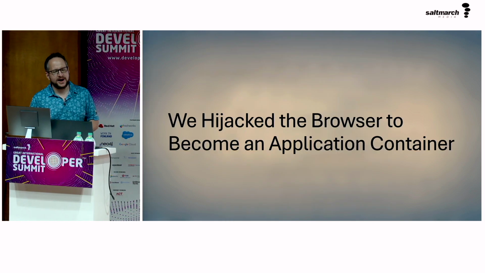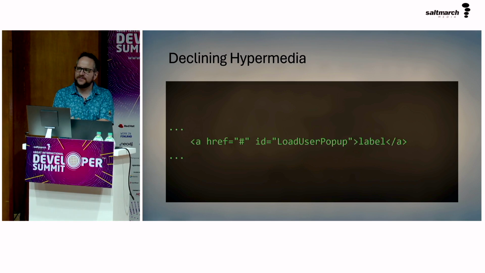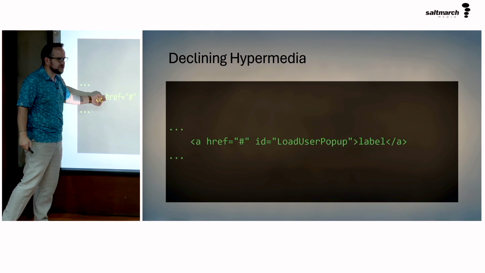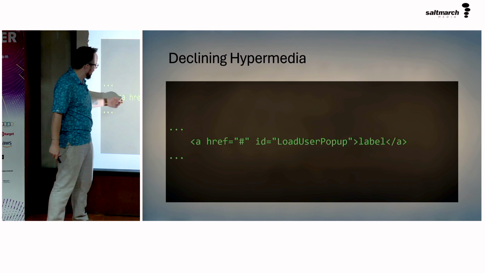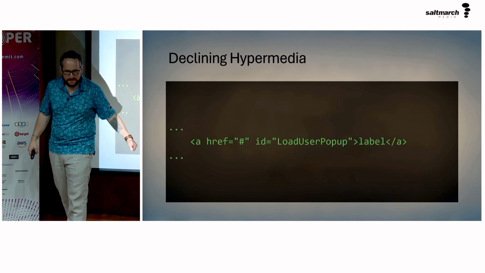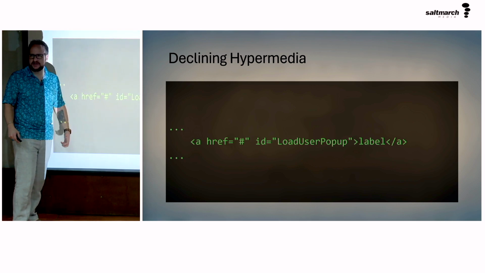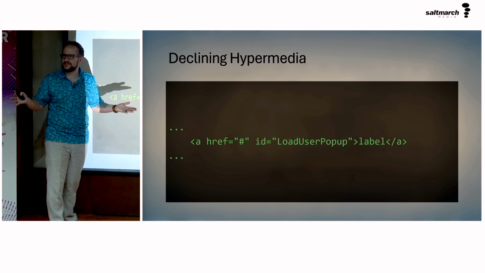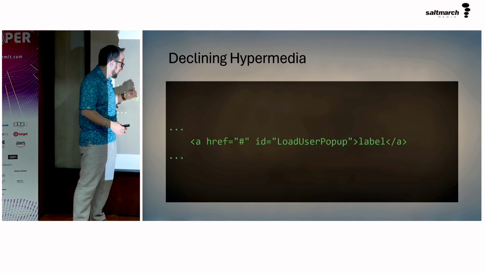So we hijacked the browser to become an application container. And we wanted these to be fine-grained. But eventually, these hypermedia controls just became UI elements. There is no hypermedia anymore. href equals fragment, empty fragment identifier, nothing. And then this gets even worse. So there's no graceful degradation anymore because it's just like, well, we're just doing everything Ajax. If JavaScript doesn't work, well, you're used to the entire internet not working, so we're going to be no different.